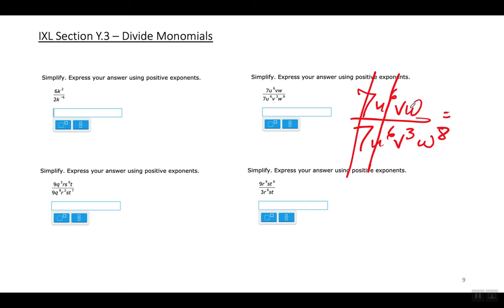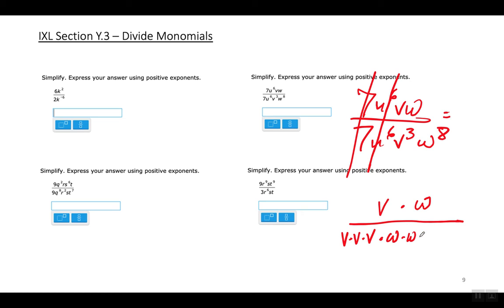Look at the V and the W. They both have a bigger exponent on the bottom. So an easy way to think about this is, this has 3 and this has 1, so I'm subtracting the 3 minus the 1. What I'm trying to say is this. If you look at the V's, you got V times W on the top, and on the bottom you got V to the 3rd power times W to the 8th power.